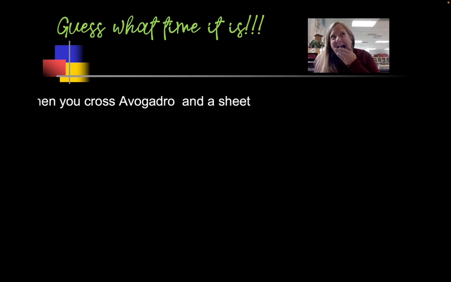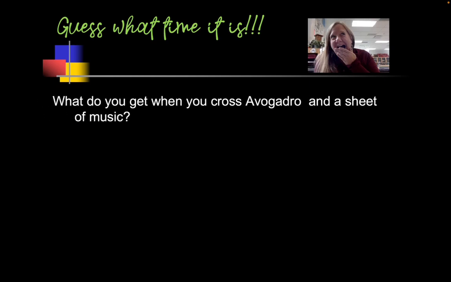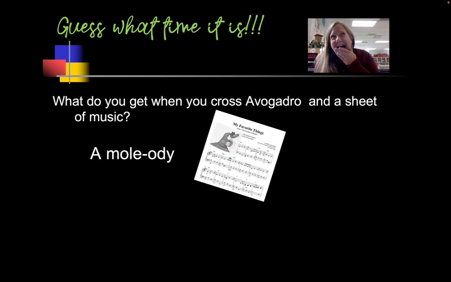Time for some mole jokes. All right. What do you get when you cross Avogadro and a sheet of music? You get a molody. And then, who is Avogadro's celebrity crush?